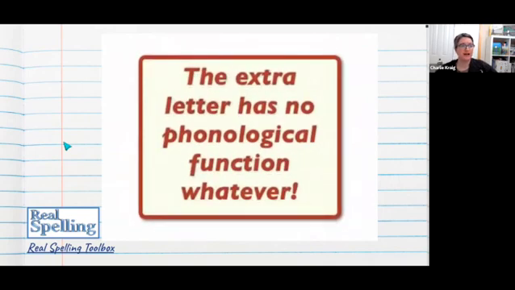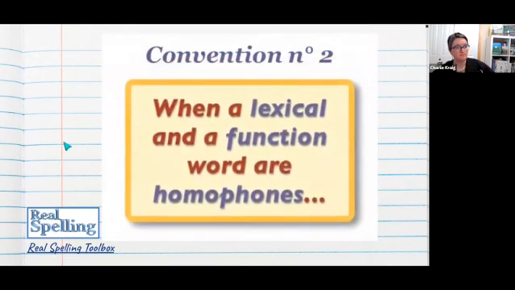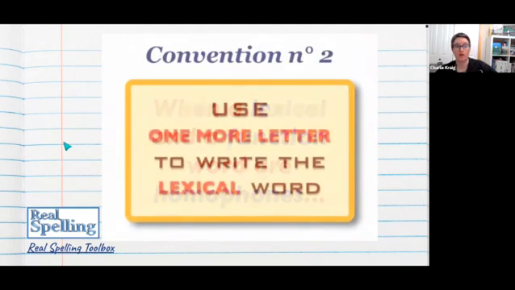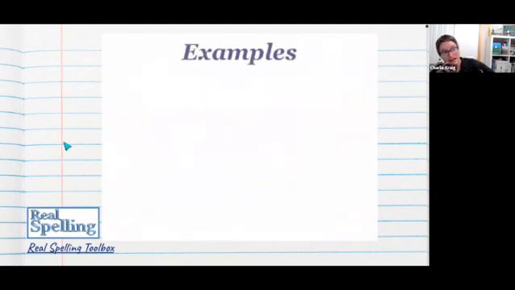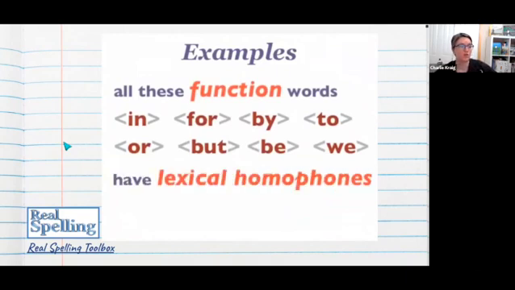The extra letter has no phonological function whatsoever. Convention number 2, I've mentioned previously. When a lexical and a function word are homophones, use 1 more letter to write the lexical word. So all of these are function words: in, for, by, to, or, but, be, we, and they all have lexical homophones.